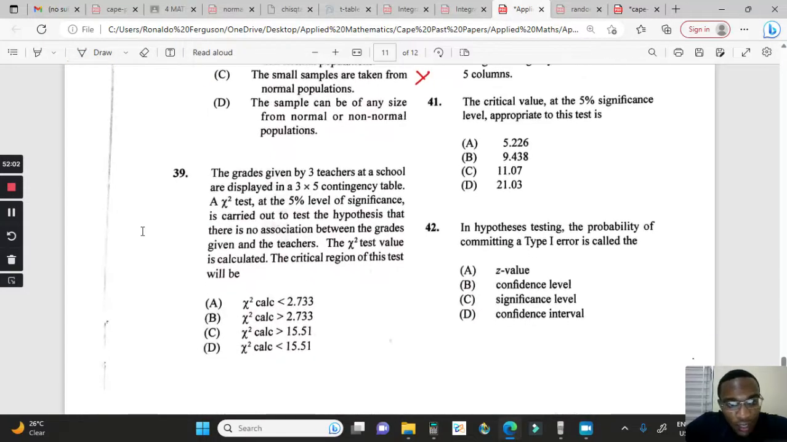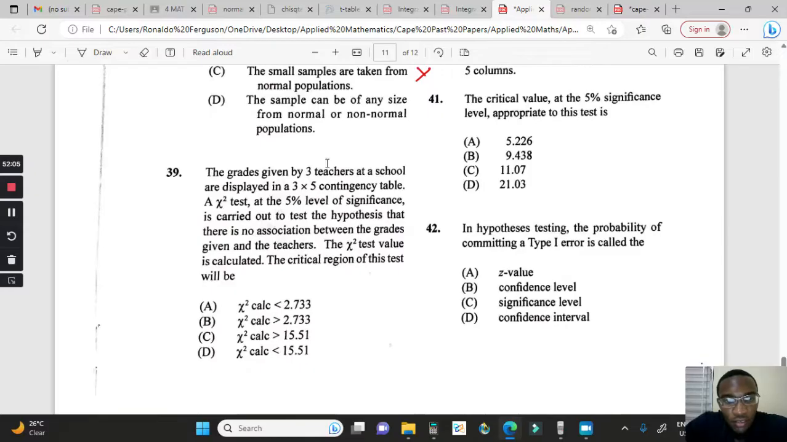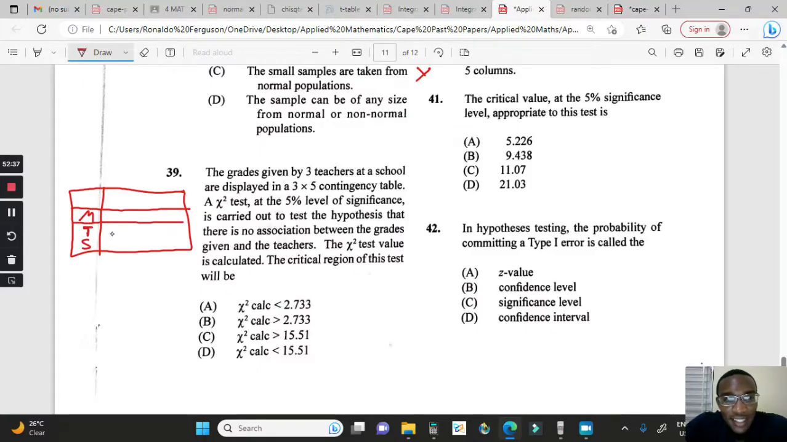Number 39. They give us all of this and tell us the chi-square test value is calculated, and the critical region will be, we're going to have to read it. The grades given by 3 teachers at a school are displayed in a 3 by 5 contingency table. So 3 different teachers. Rows come before columns, so I have the teachers' names: Mark, Tanisha, and the beautiful Sade.